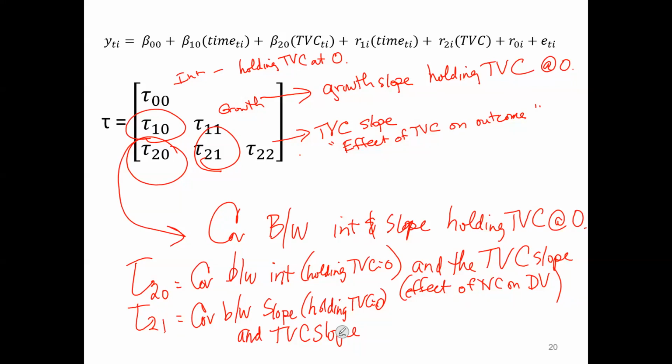Which one? Yeah, the covariance between the slope, again holding the value of the time varying covariate at 0, and the effect of the time varying covariate on the outcome variable. Or another way to say that is the time varying covariate slope, right? The slope of the time varying covariate is the slope of the time varying covariate on the outcome variable. So you can think of this as the correlation between the time slope, holding the TVC constant at 0, and the time varying covariate slope. But that's just shorthand for saying the effect of the time varying covariate on the outcome. That's what the time varying covariate slope is. So you could say it either way. Yeah?